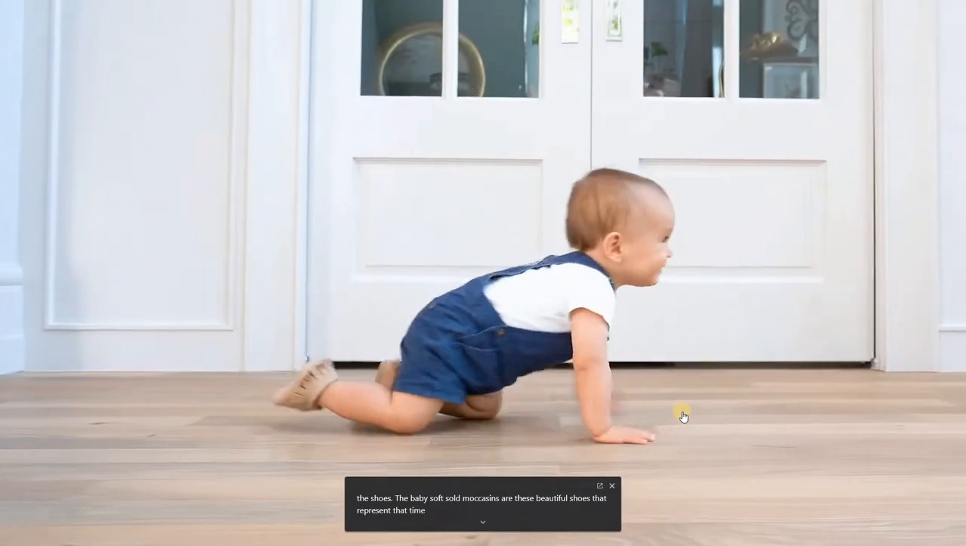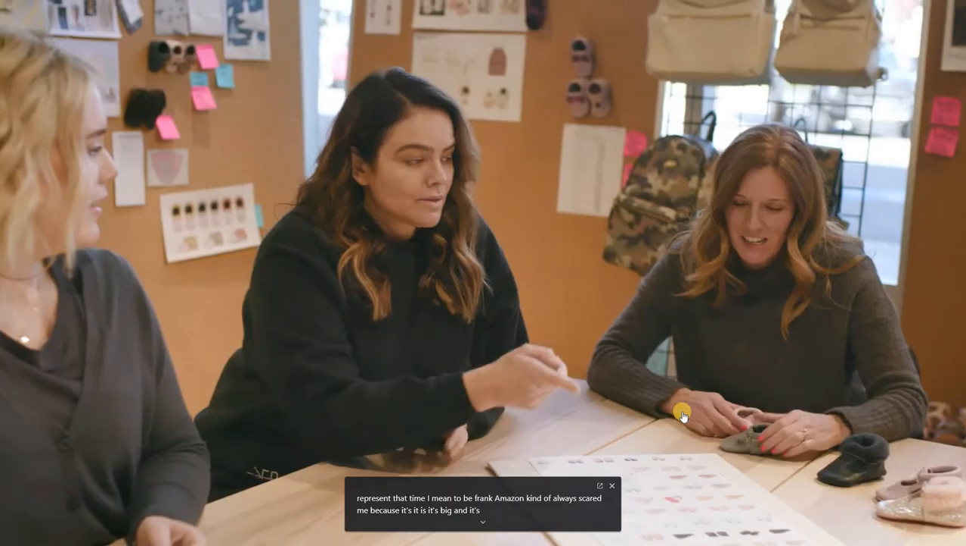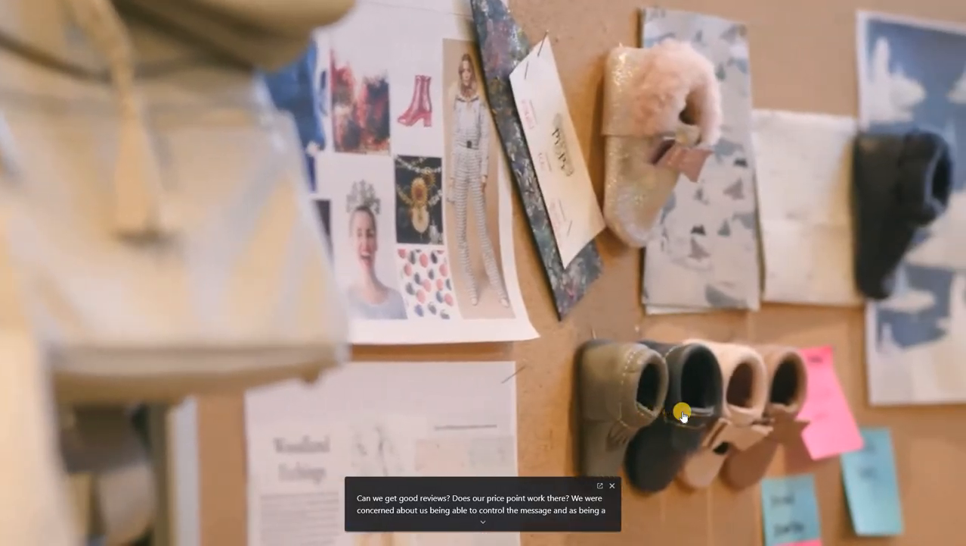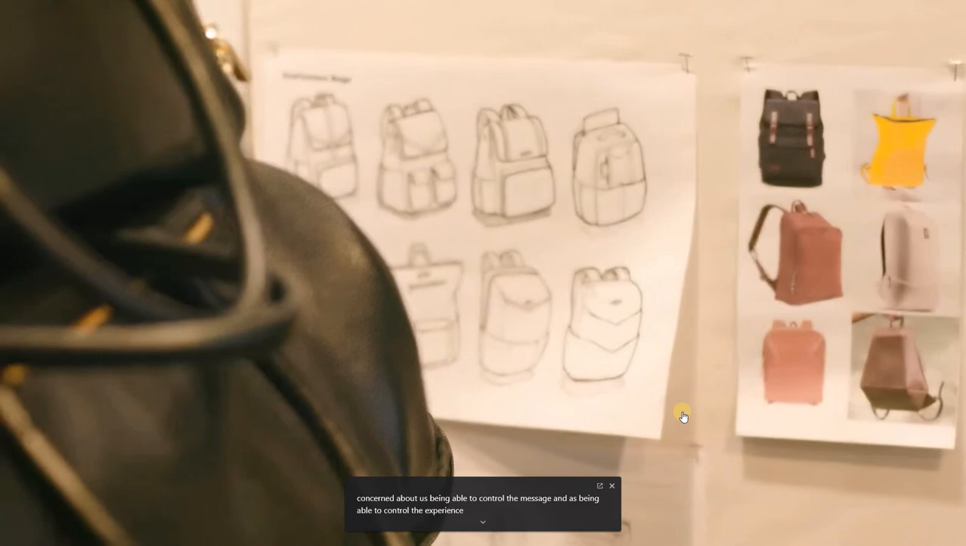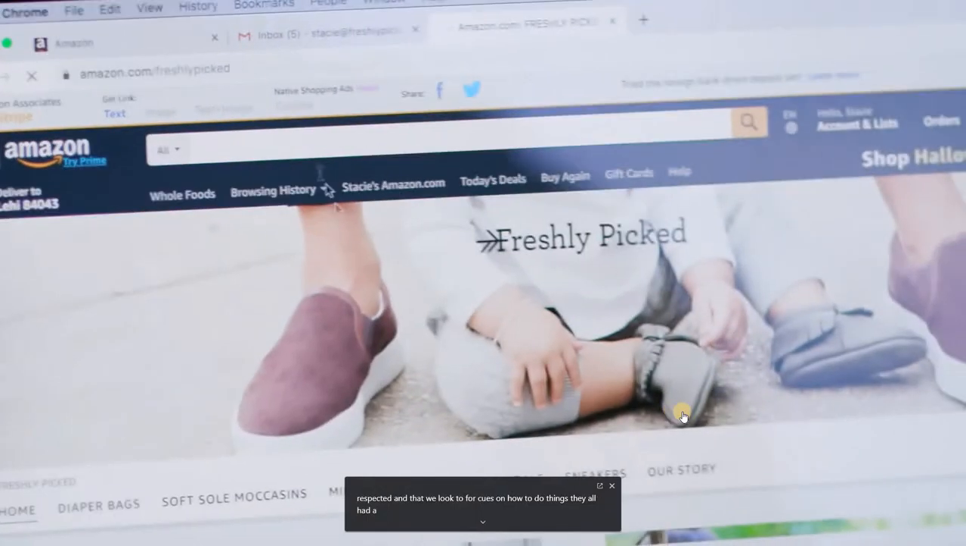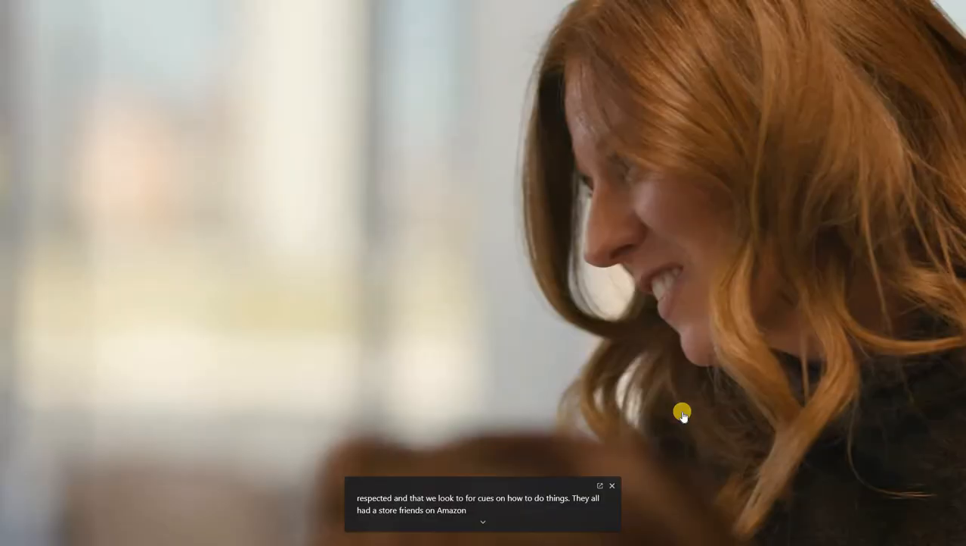To be frank, Amazon kind of always scared me because it's big and it's fast. Can we grow this channel? Can we get good reviews? Does our price point work there? We were concerned about being able to control the message and the experience with a consumer. All the brands that we respected and looked to for cues on how to do things had storefronts on Amazon. We found that the tools and features can mimic what we're doing on our website.